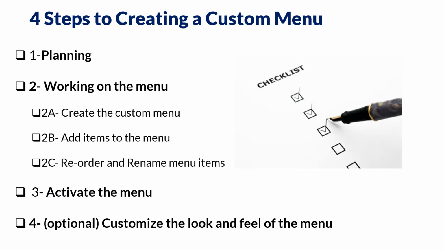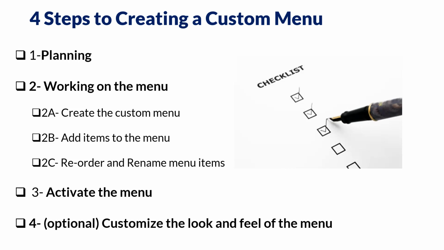Okay, now that we've gone over that overview, we can continue on to the fun stuff. There are 4 steps to creating a custom menu. Number 1 is planning. That's where you should work out how you want your menu to appear. Number 2 is actually working on the menu. This includes creating the custom menu, adding menu items, and then reordering or renaming the menu items if needed.